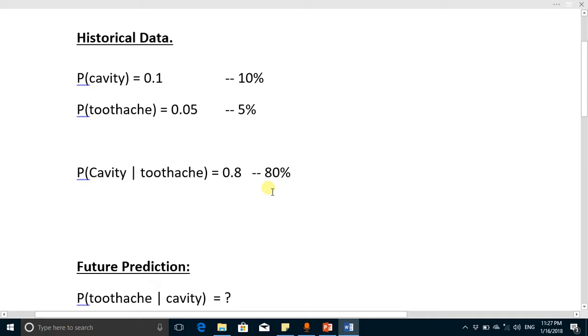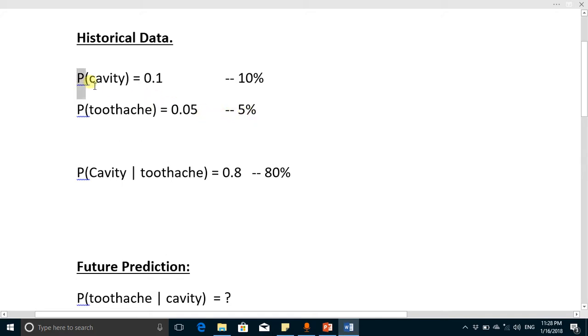Hello dear listeners, this is a very simple and easy example of Bayes' theorem, and as I already discussed, Bayes' theorem or Bayes' law is actually used to predict about the future given we have historical data. So here we have some historical data about tooth and cavity.